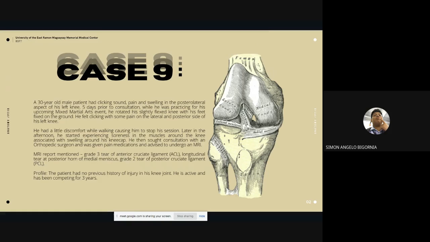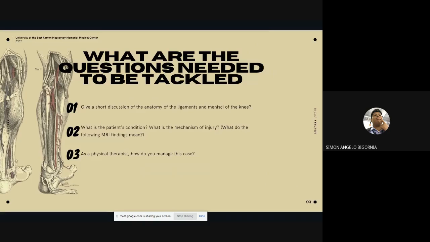Later in the afternoon, he started experiencing soreness in the muscle around the knee associated with swelling around his kneecap. He then sought consultation with the orthopedic surgeon and was given medications and advised to undergo an MRI. The MRI report mentioned grade 3 tear of the anterior cruciate ligament, longitudinal tear at the posterior horn of the medial meniscus, and grade 2 tear of the posterior cruciate ligament. Profile: the patient had no previous history of injury in his left knee. He is active and has been competing for 3 years.